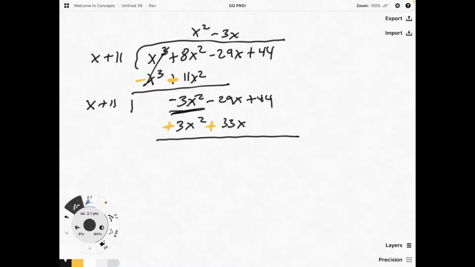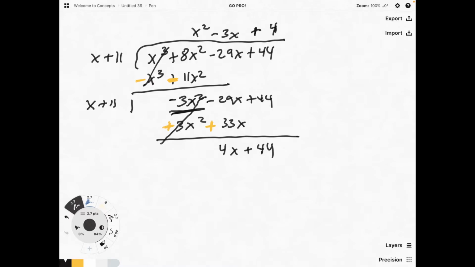And so with that, again, we're trying to cancel this out, so that's great. So we cancel that term out. And now we're left with a negative 29x plus 33x. We add those together, and we're going to get 4x plus 44, because that's what's left. We do the same thing. We see how many times does x go into 4x, and that is 4 times. So we're going to put that 4 in its right place up top, and we're going to multiply 4 by x plus 11 to see what we're left with.